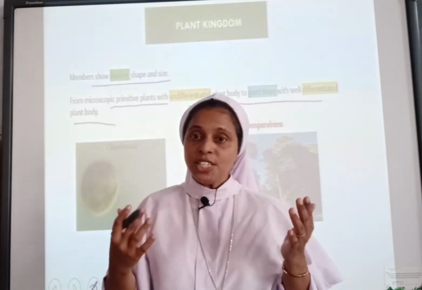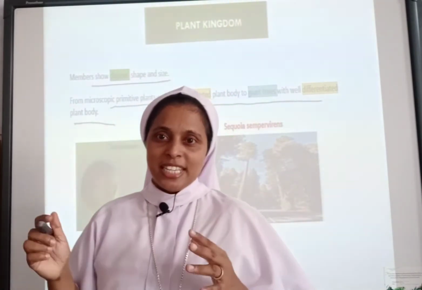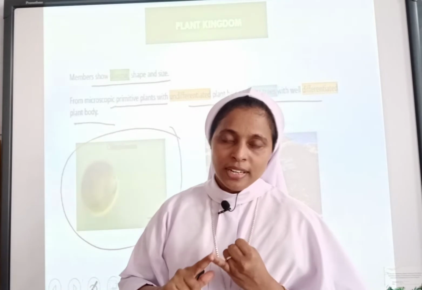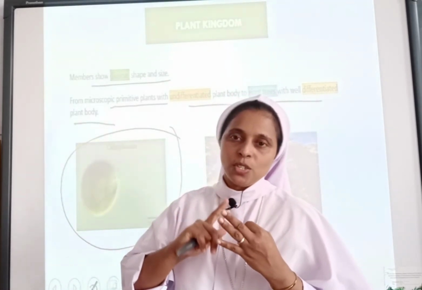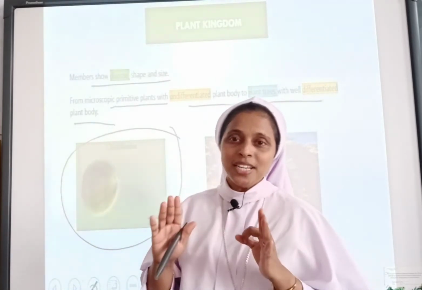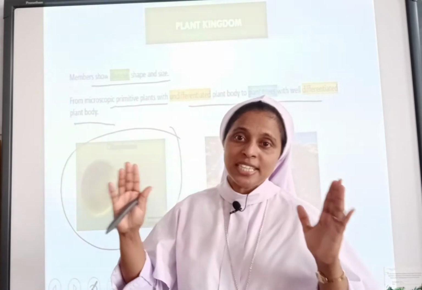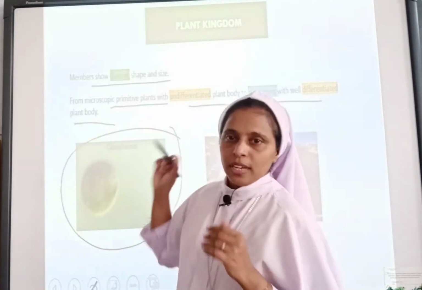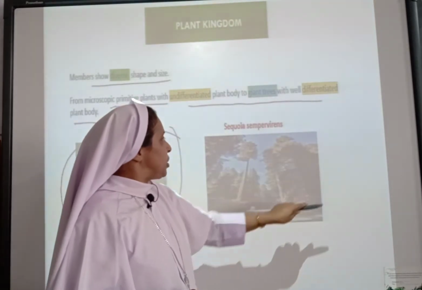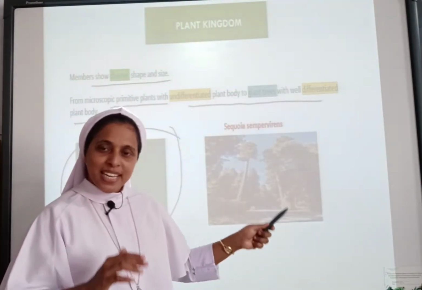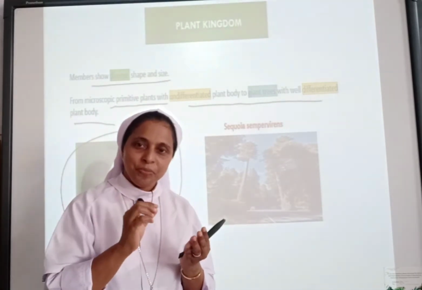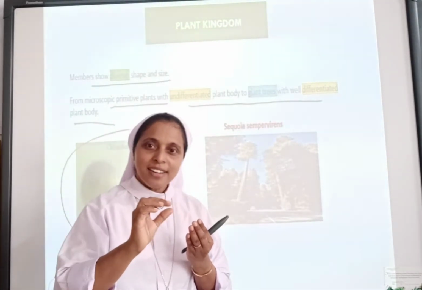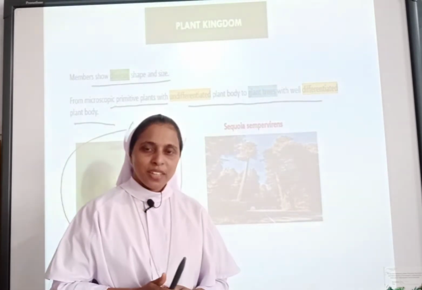What do you mean by undifferentiated? Undifferentiated means the plant body is not differentiated into leaf, stem, roots, flowers, and so on. Well differentiated means the plant is differentiated into a typical plant with stem, flower, leaf, roots, and so on. Hope it is clear to you.